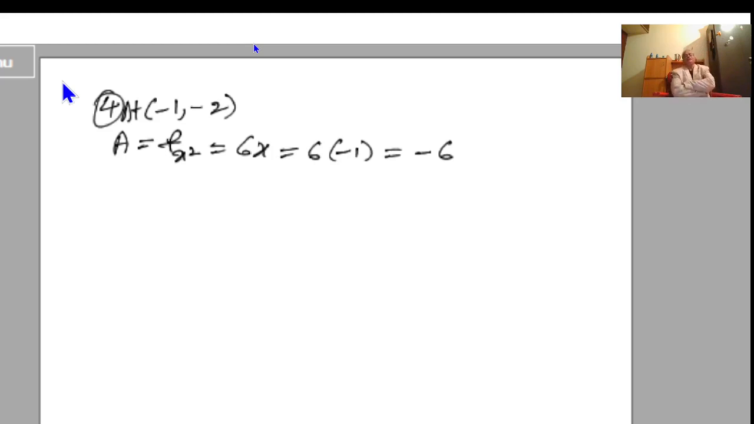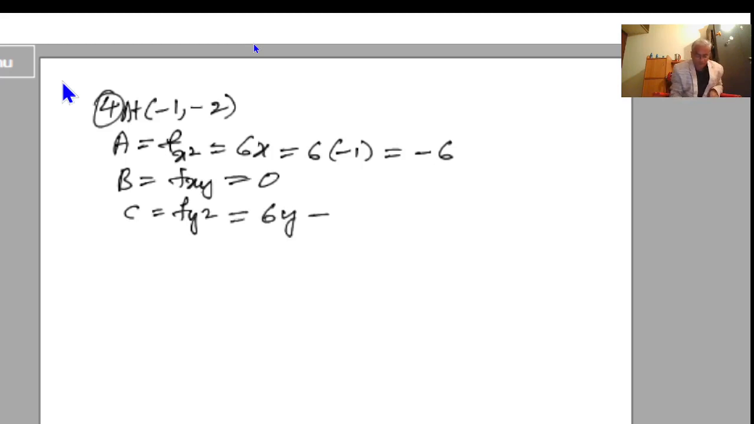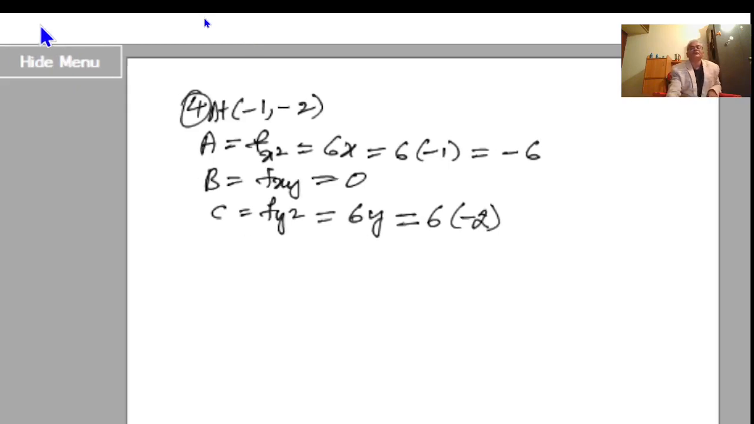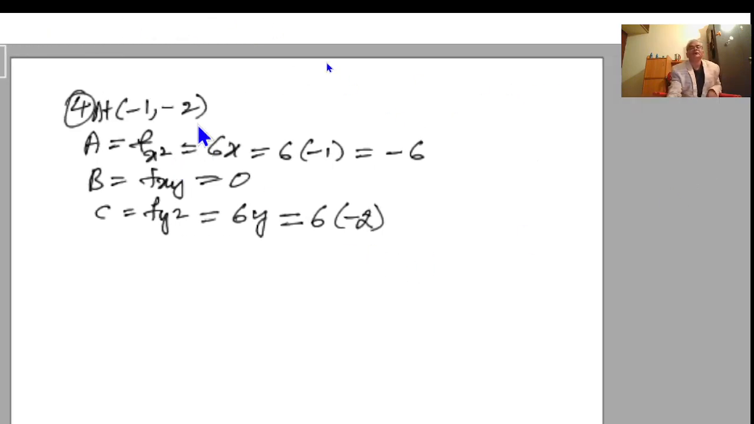fxx at the point minus 1, minus 2 is nothing but our A. This is 6 into minus 1, minus 6. And B is equal to fxy. This is equal to 0. And C is equal to fyy. This is equal to 6 into y. So y is minus 2 here. Okay, 6 into minus 2. This is equal to minus 12.